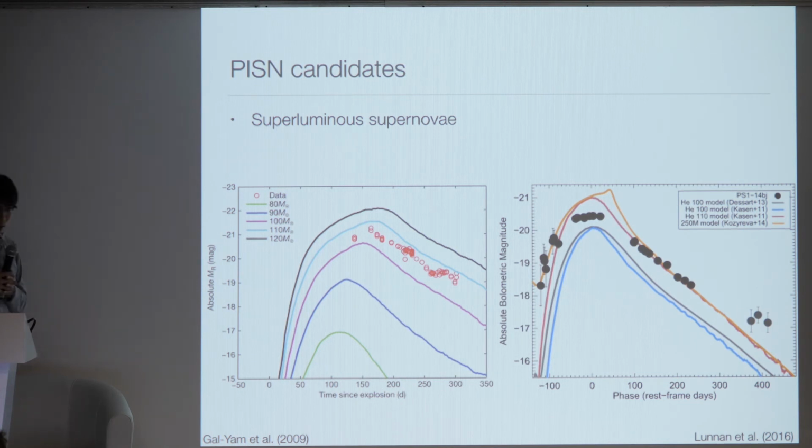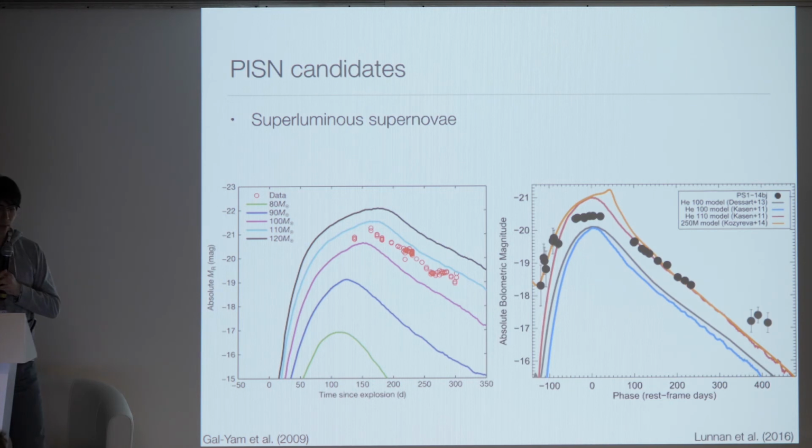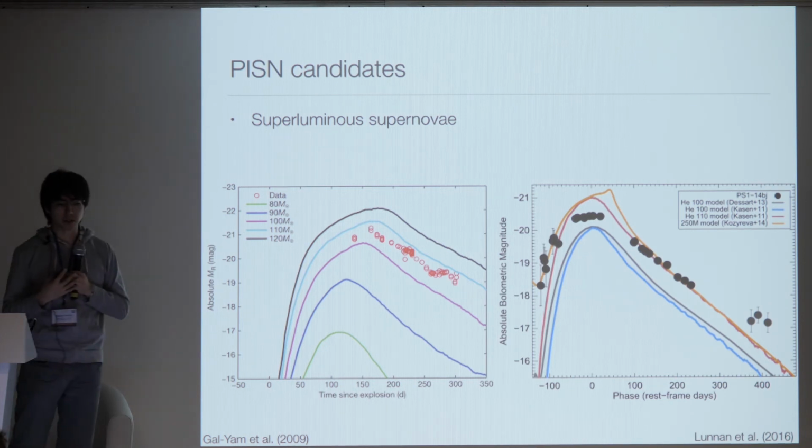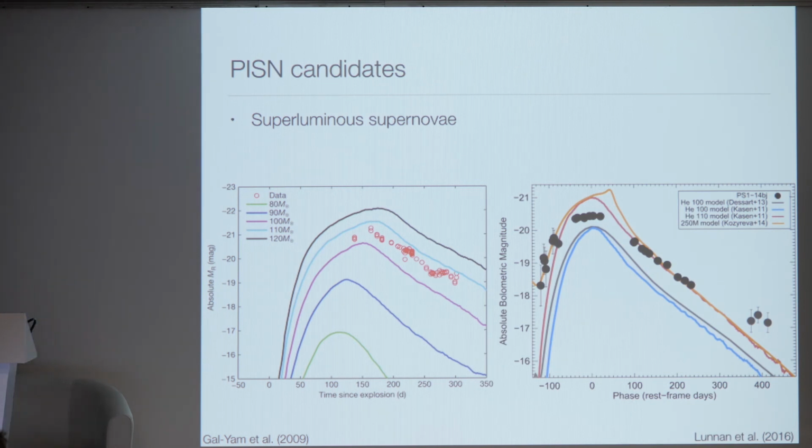So, of course, the next question is, I have explained the predicted observational properties for pair-instability supernovae, and the next question is whether they have really been observed or not. There are some supernovae called superluminous supernovae, and as the name suggests, these supernovae are really bright. This is one example. These are data, and they are very bright.